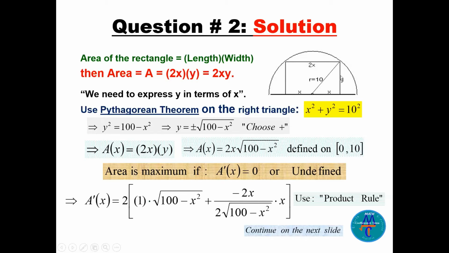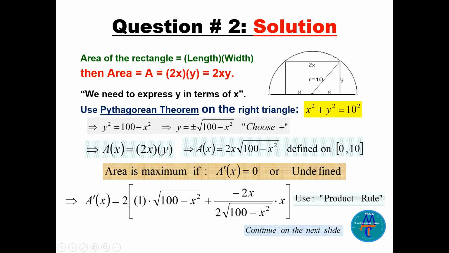If you look at this right triangle here, this is x and y, this is 90 degrees, and there is a radius here, 10. So we can use the Pythagorean theorem on the right triangle. x squared plus y squared is equal to 10 squared, so y squared is equal to 100 minus x squared. So y will be plus or minus the square root of 100 minus x squared. We choose the plus because we are looking for the length and the width, and they should be positive.